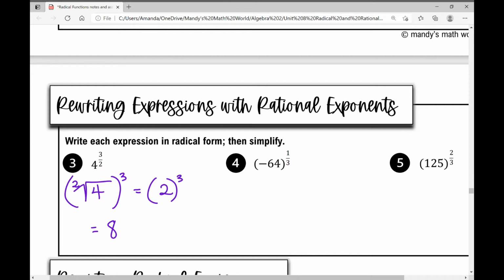So now let's look at example number 4. If I rewrite this power over root, I'm looking for the cube root of negative 64 to the first power, which I don't need to write because it's assumed to be 1 if it doesn't have an exponent written. So the cube root of negative 64, again, I have an odd index, negative radicand, so my answer is going to be 1 real root, and it's going to be negative. That's negative 4, because negative 4 times negative 4 times negative 4 is negative 64.